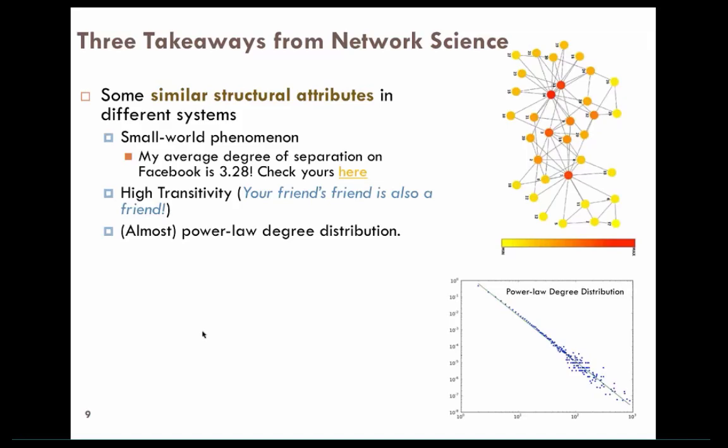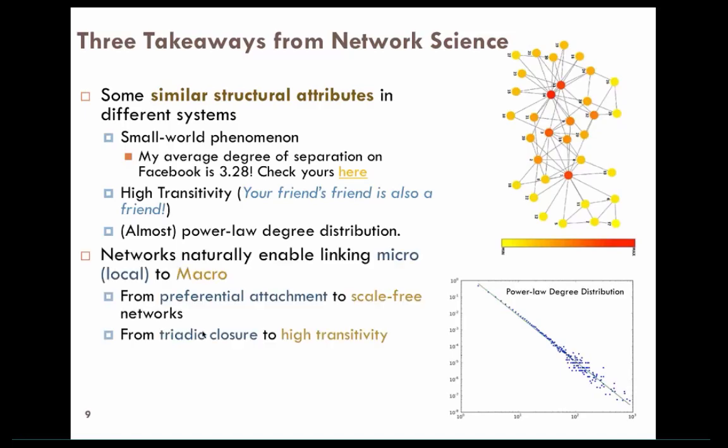High transitivity. Most real networks have high transitivity, where the intuition is that your friend's friend is also your friend, so there are many triangles in real networks. And the last one is the power law degree distribution, the so-called scale-free or near scale-free network that became famous in the last decade. So that's the first takeaway.